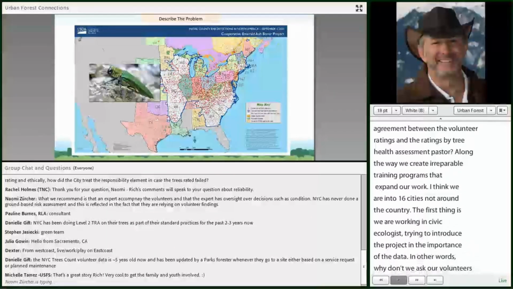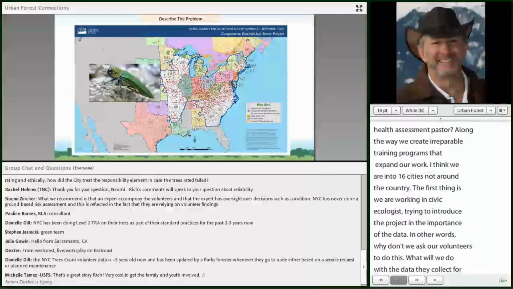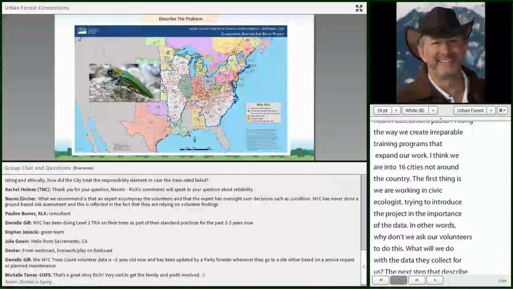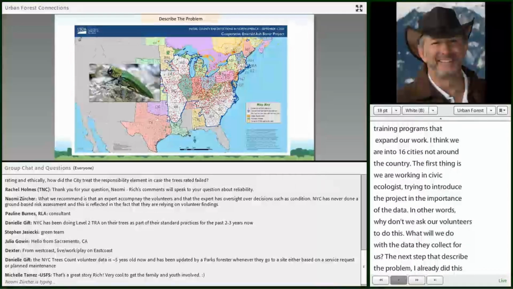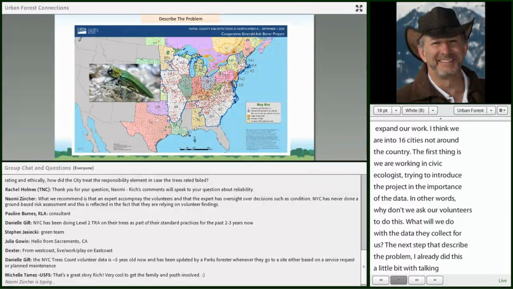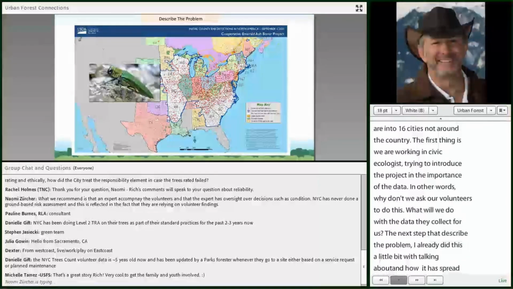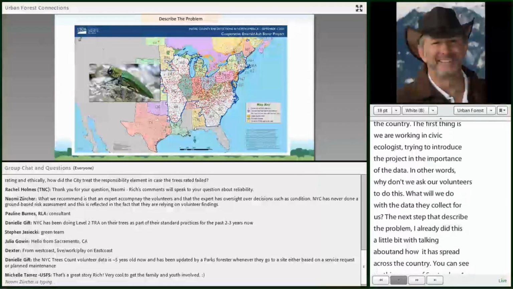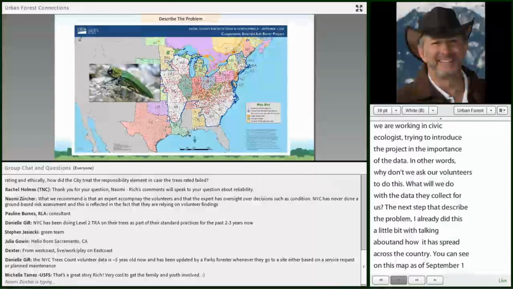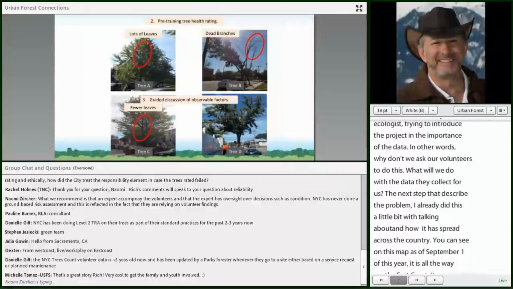The next step is to really describe the problem. And I already did this a little bit with talking about emerald ash borer and how it has spread across the country. And you can see on this map, this is as of September 1st of this year, it has traveled all the way to the East Coast. It was detected in New York City last year for the first time, and it continues to spread and kill ash trees across the country.